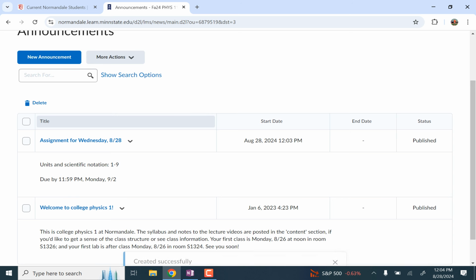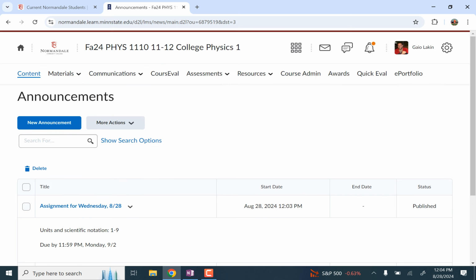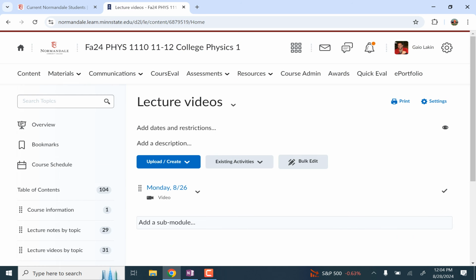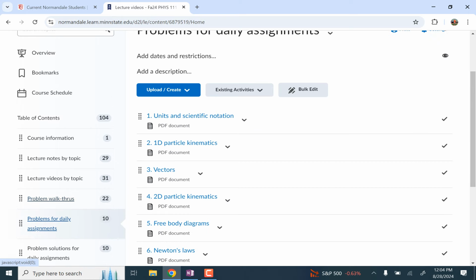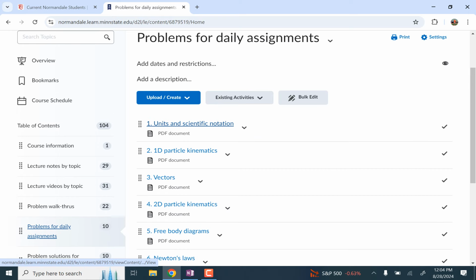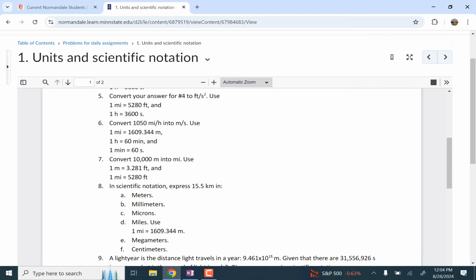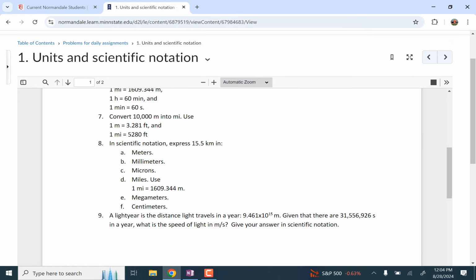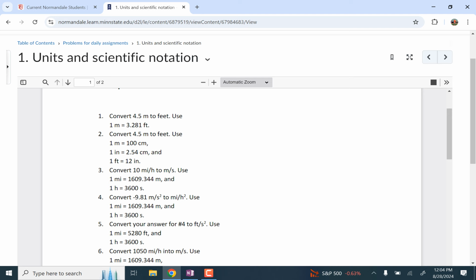And so when you see that, what that will mean is go to problems. Let's see, problems for daily assignments. Go to the ones called units and scientific notation and do problems 1 through, I guess there's only 9 of those. So yep, that's what it means.